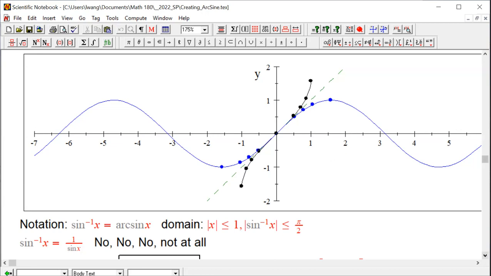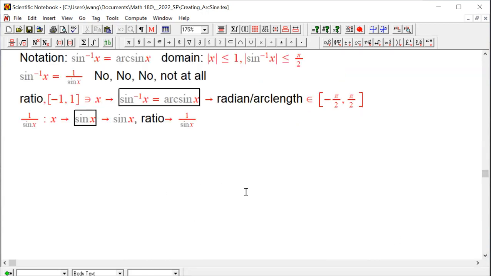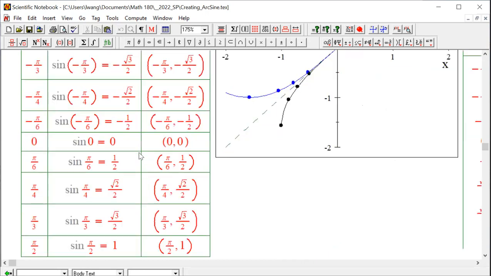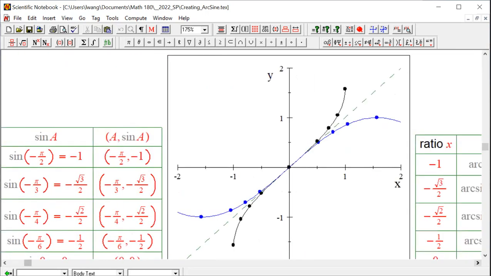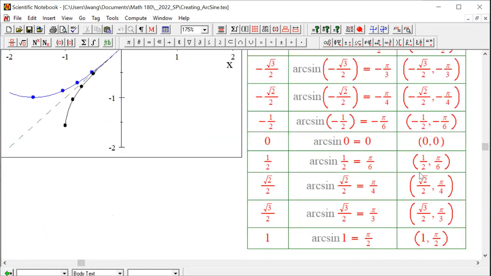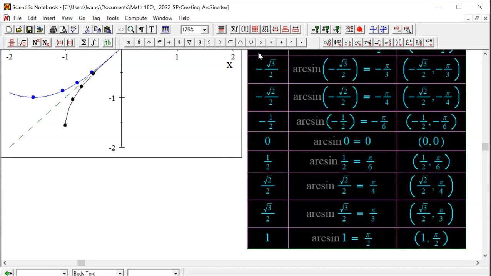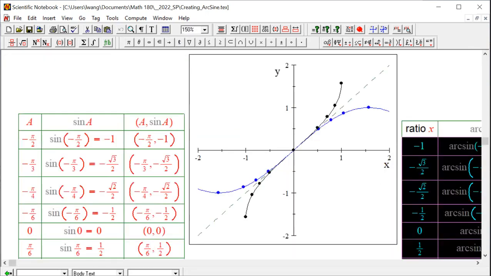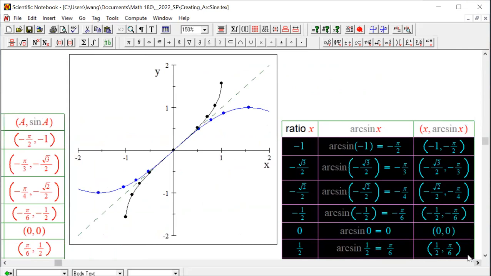The next question: what if it is not a special angle? What if it is not a special ratio? What do you do? Suppose that we have a non-special ratio. For the special ratio, we know what to do. What if you have a non-special ratio? So I'm going to take this piece. Let me make it smaller so it's more manageable.